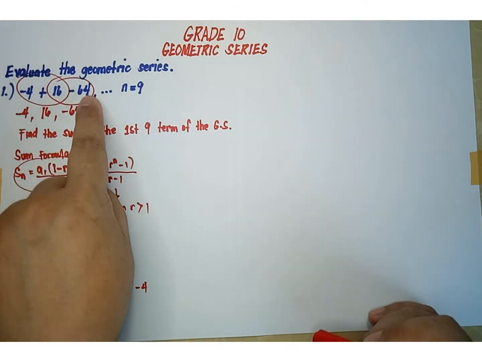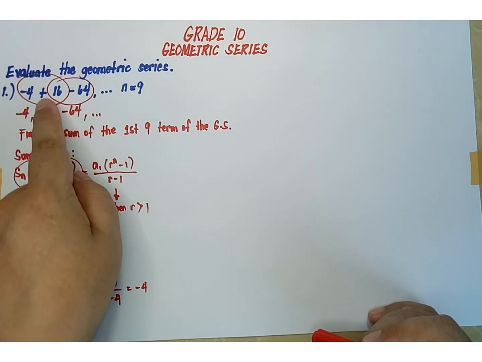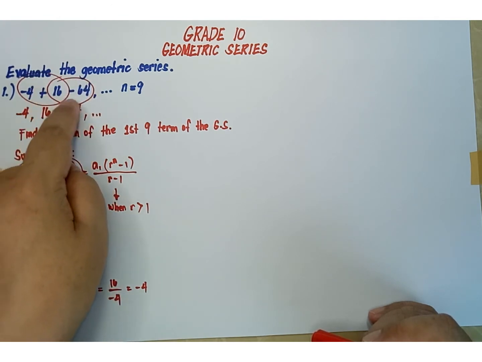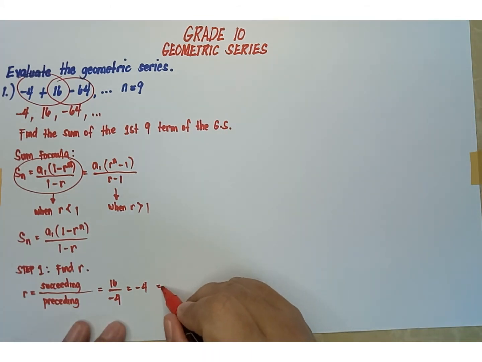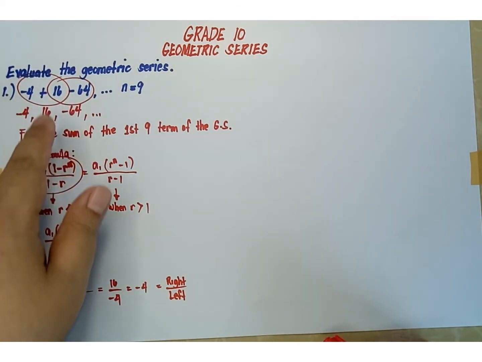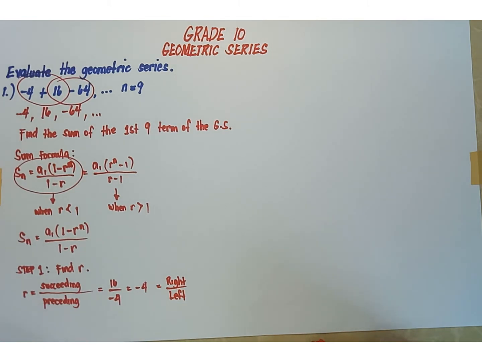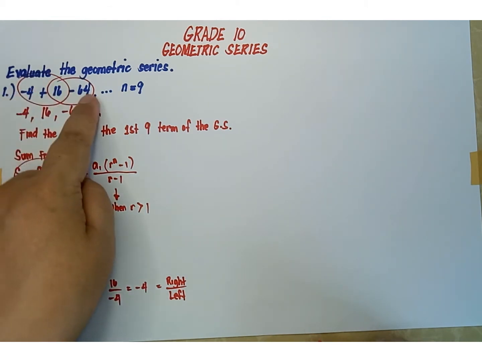This will be your succeeding. This will be your preceding. Negative 64 divided by positive 16, it's also equal to negative 4. Sa mga nalilito sa terminologies na succeeding, preceding, pwede nyo na lang sabihing right divided by left. And make sure consecutive yung terms na gagamitin ninyo to solve for R. Magkasunod. So, hindi pwedeng first and third ang gagamitin ninyo to solve for R. Hindi consecutive ang first and third.